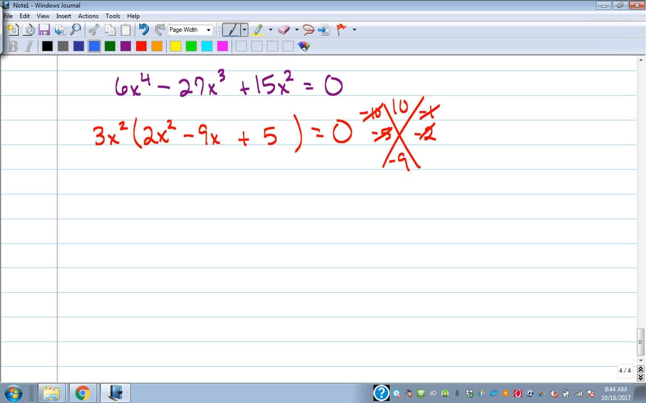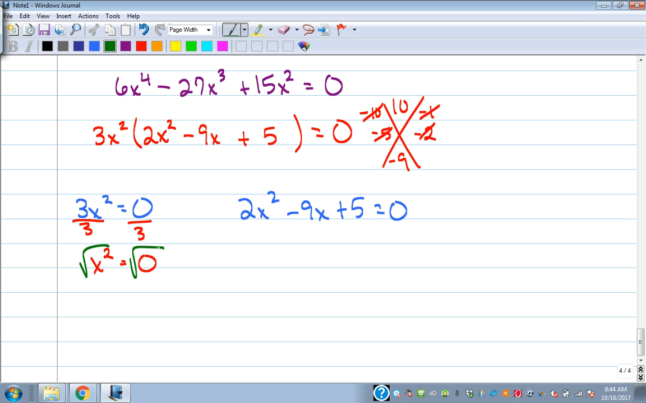We set each factor equal to 0 to solve it because we're trying to solve this thing. So if I set 3x squared equal to 0 and then 2x squared minus 9x plus 5 equal to 0, I can solve this one pretty quickly and easily. So I'm going to go ahead and do that. I divide by 3. 0 divided by 3 is 0. And then how do I get x to be not squared now?